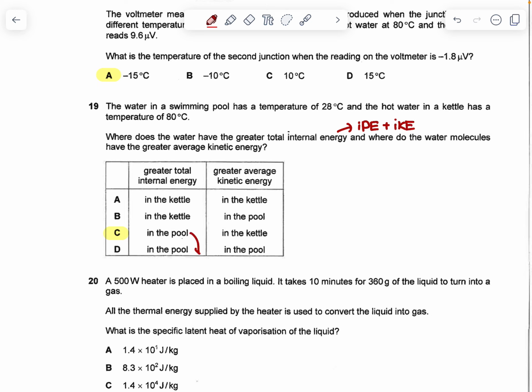So in the pool, it has more mass of water or water molecules. So definitely it has higher IKE and IPE combined. However, the second one is the greater average KE. So temperature is actually proportional to the average KE. And since the kettle has a higher temperature, the kettle is the one that has a higher average KE. So the keyword here is average.